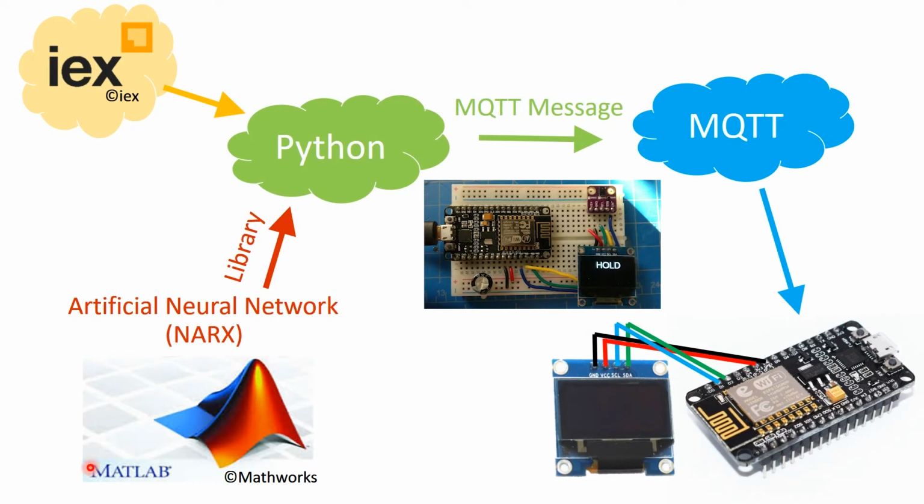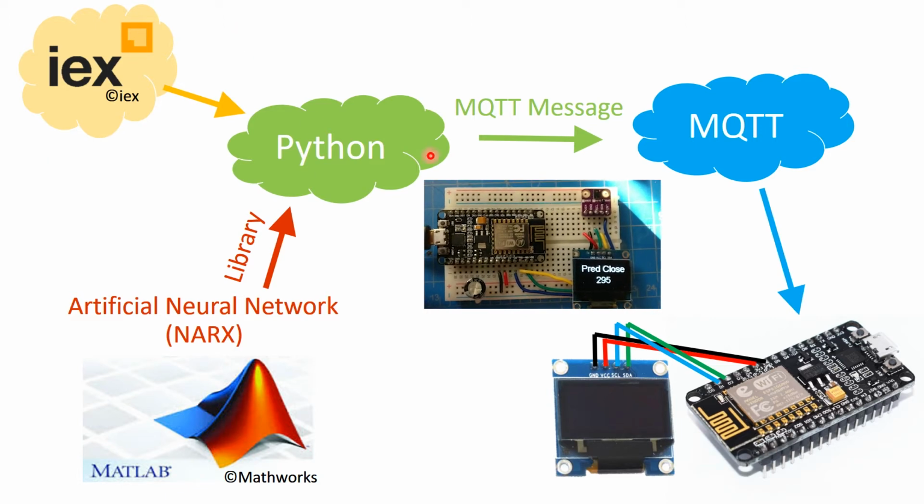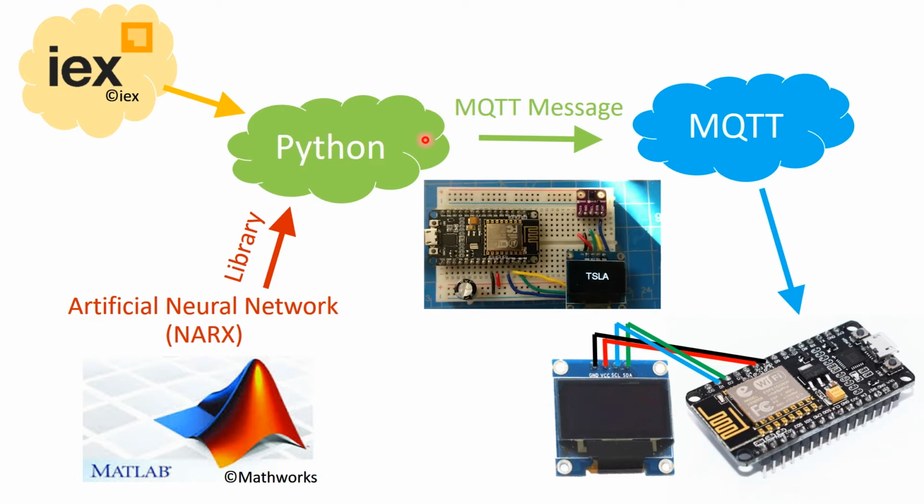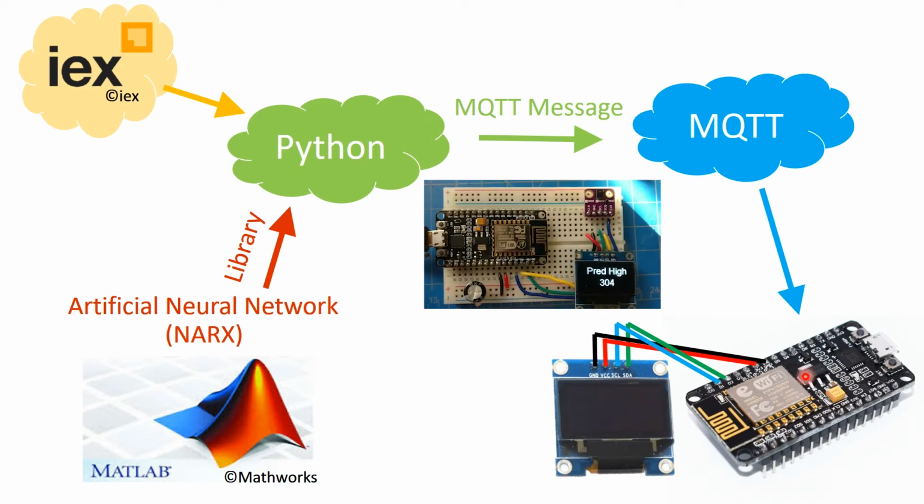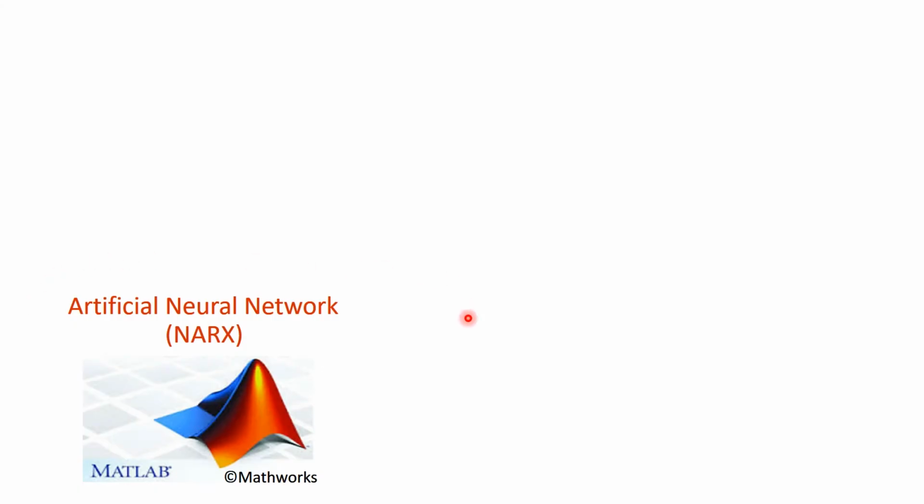The overall goal today is to use a whole bunch of machine learning algorithms to predict stock data and then send this information over to MQTT and display that MQTT message on a display. The first step is to build an artificial neural network.